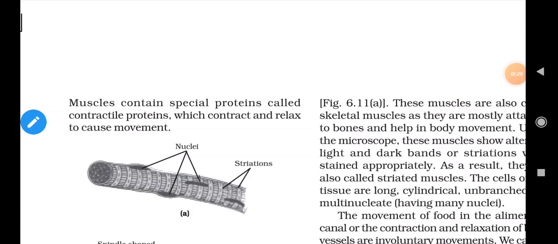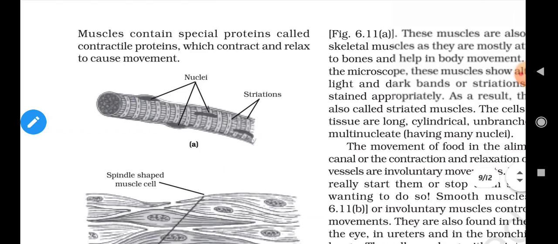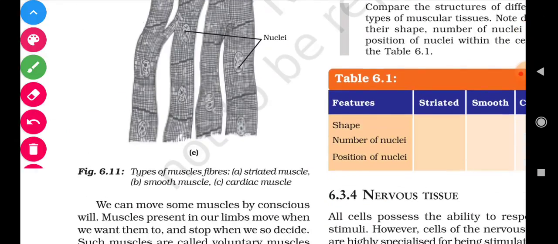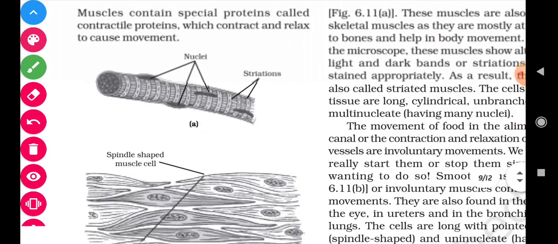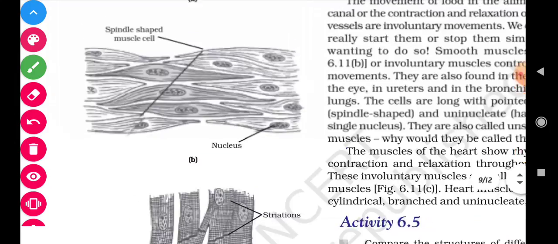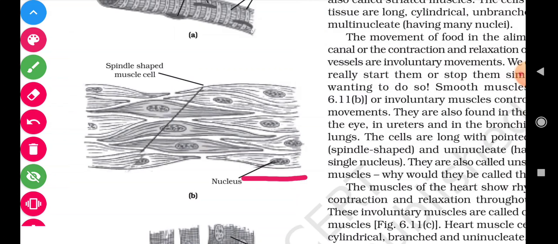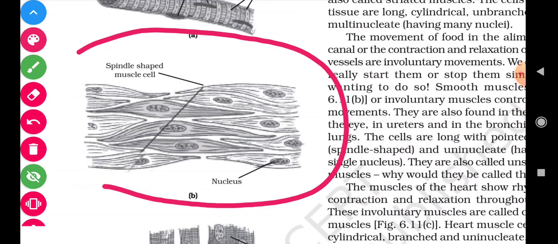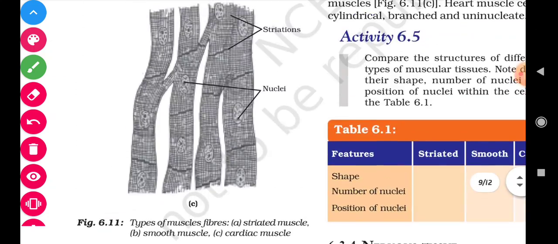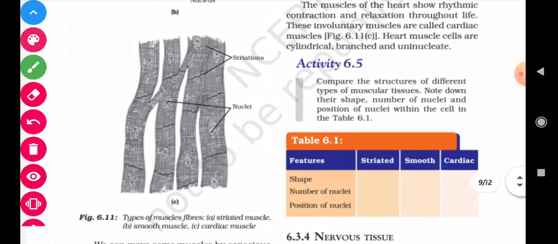Here three types of muscle tissues are shown. First is striated muscles. Second is the type of smooth muscles. This is the second example of muscle tissue, which is smooth tissue, and the third is cardiac muscle, which is present on our heart's surface.